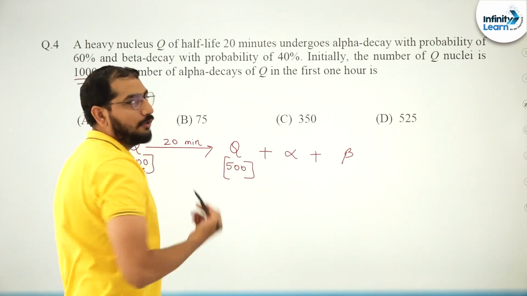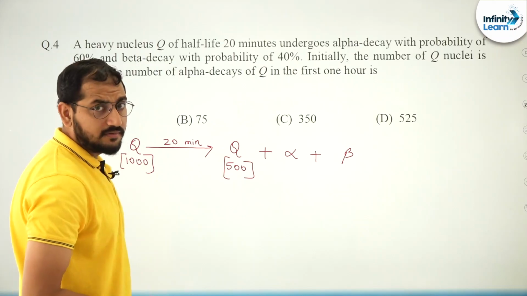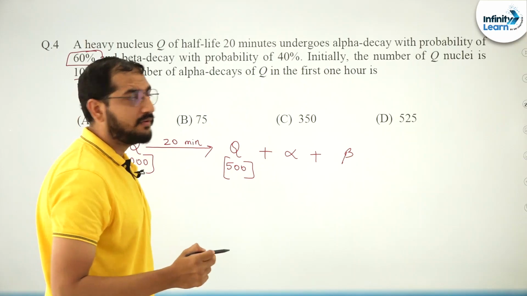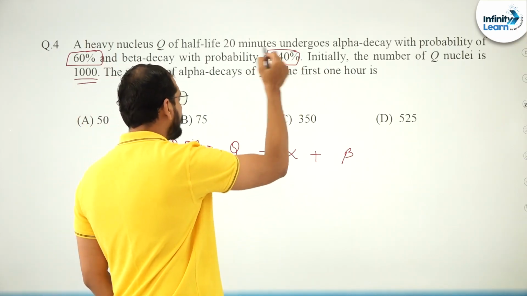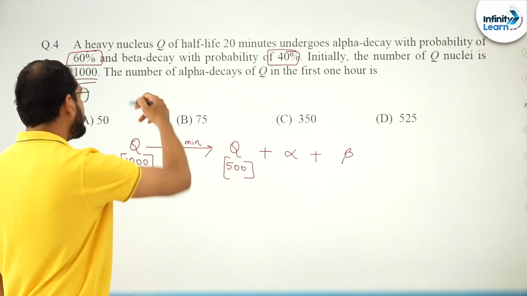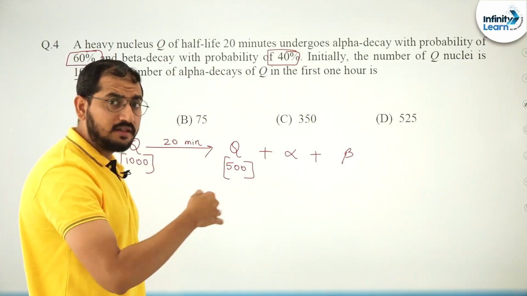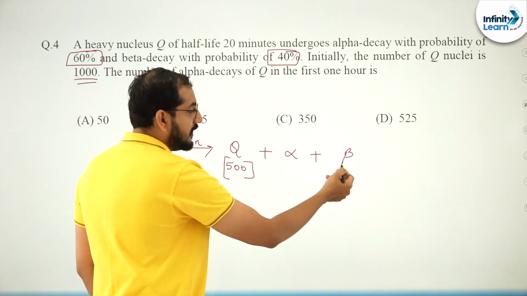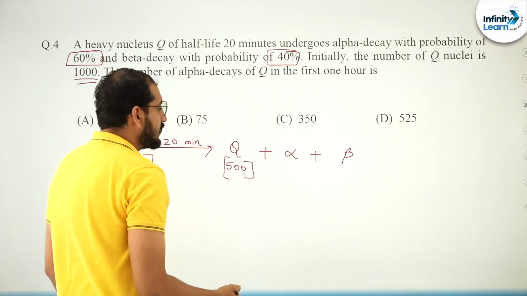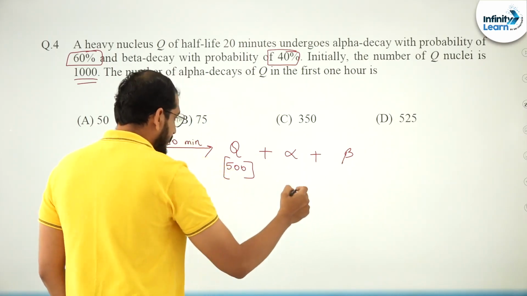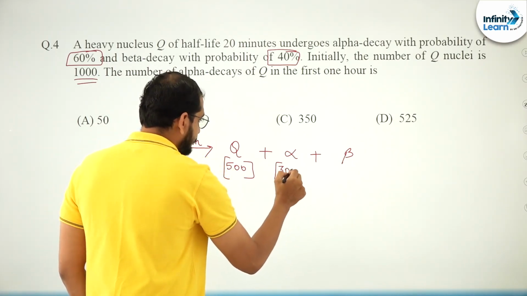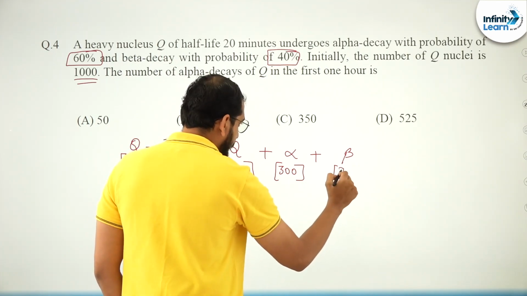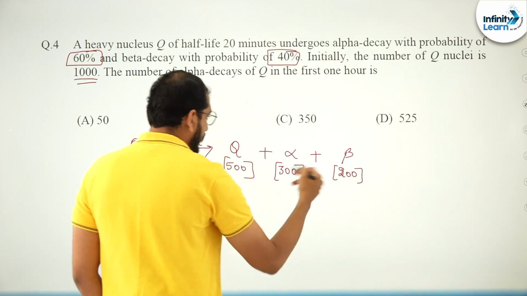But how many alpha and how many beta? For that, another hint is given in the question, that 60% is the probability of alpha decay and 40% is the probability of beta decay. So 60-40 is the ratio. Basically it is a 3:2 ratio, right? So 500 are here. Now the remaining 500 I have to split in two parts. If I do a ratio of 3:2, this will come out to be 300, and this will come out to be how much? 200. This will be equal to 200, right?